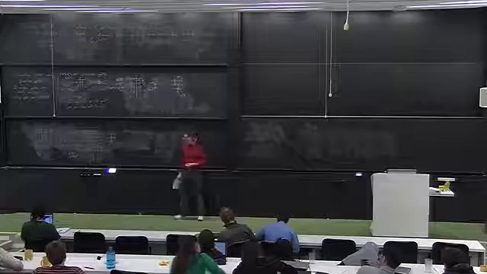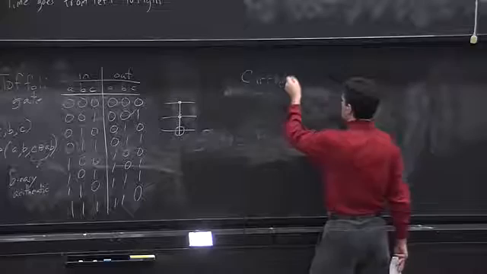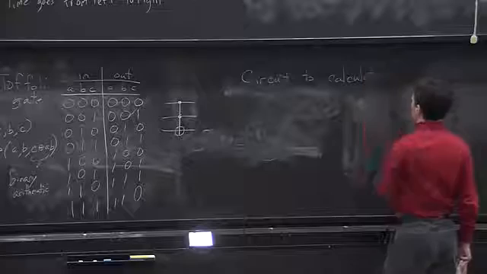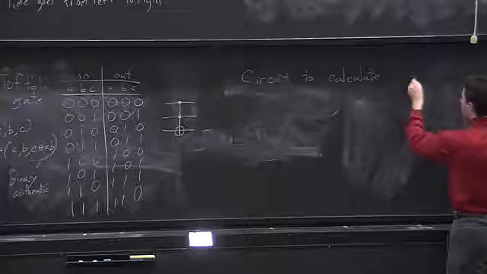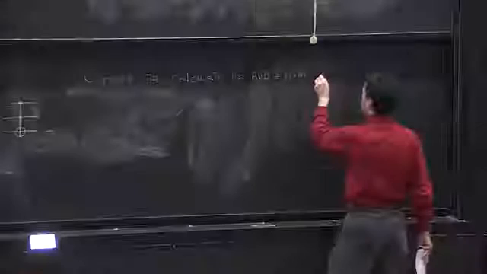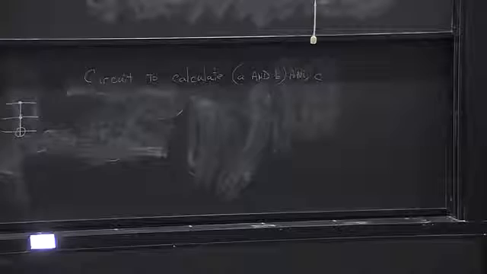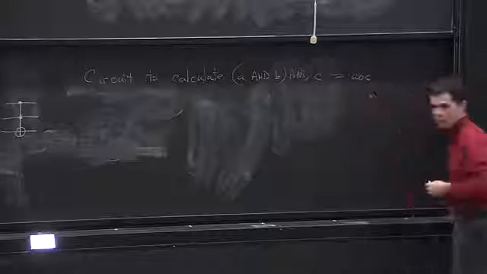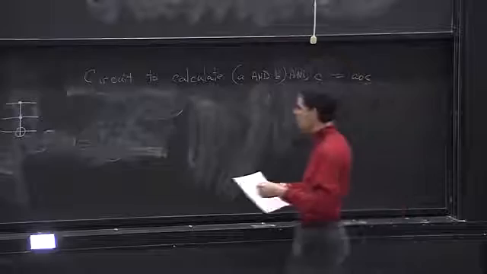So for instance, we can make a circuit to calculate the AND of 3 bits. So we have 3 bits. We want to calculate the AND of them. In binary arithmetic, that would be the product, A times B times C. Okay. So how do we do that?